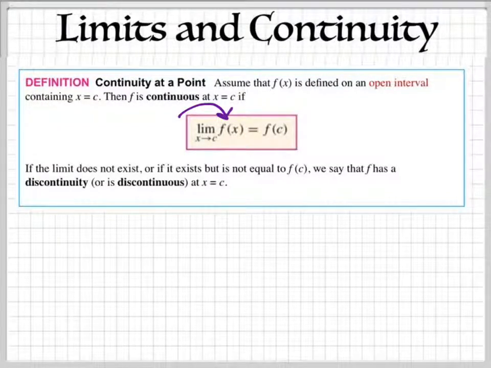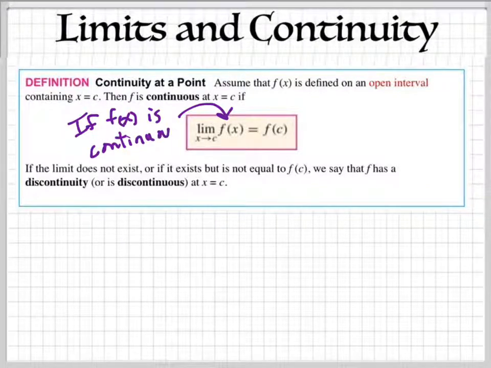So this is if f of x is continuous. I want to show you guys a couple examples of how they look on the graph, like which ones are continuous, which ones are not continuous, and the ones that are discontinuous. What do they look like, and what are the different cases?